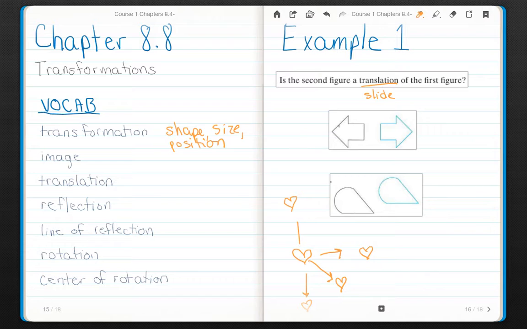So in this first example, my original arrow is pointing left, but my blue arrow is pointing right. This is not a slide. This is a rotation. A slide does not change the direction. It doesn't change the shape. It just pushes it. Okay? This example down here, same shape, facing the same direction. So yes, this one is a translation. So remember that a translation is just a slide, pushing it, the same figure in a different direction.